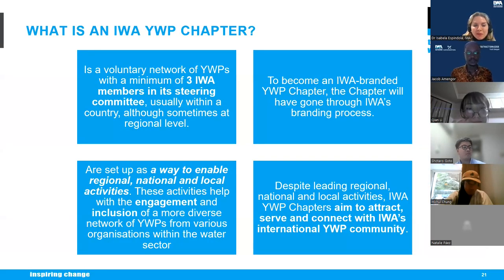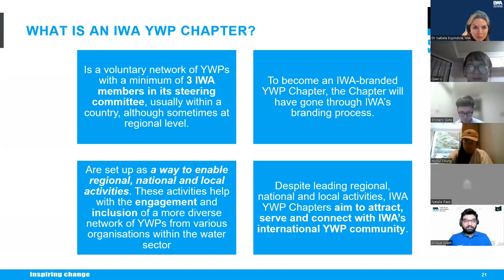So some of you might be asking, what is a YWP chapter? It is a voluntary network of young water professionals, with a minimum of 3 members on its steering committee being an IWA member. So to become an IWA branded chapter, you must go through this branding process.